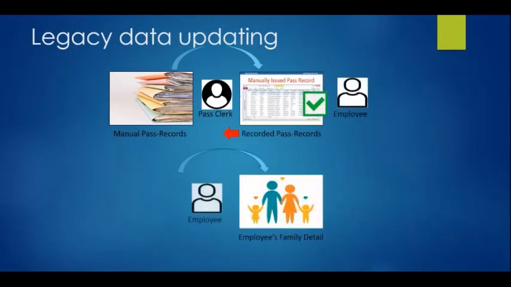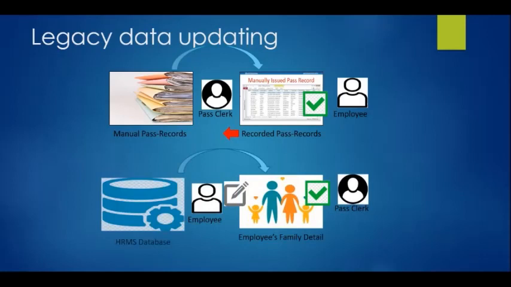Legacy data updation means entry of details of pass and PTOs availed by the employees. This step is a two-way process. The details of manual pass and PTOs availed by the employees will have to be fed by the pass clerk and subsequently accepted by the employees. Similarly, the employees will have to submit the family declaration for passes, which will have to be accepted by the pass clerks.